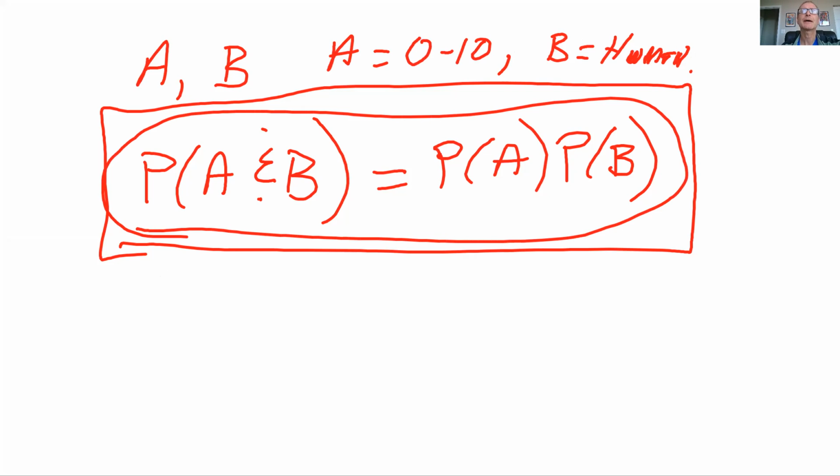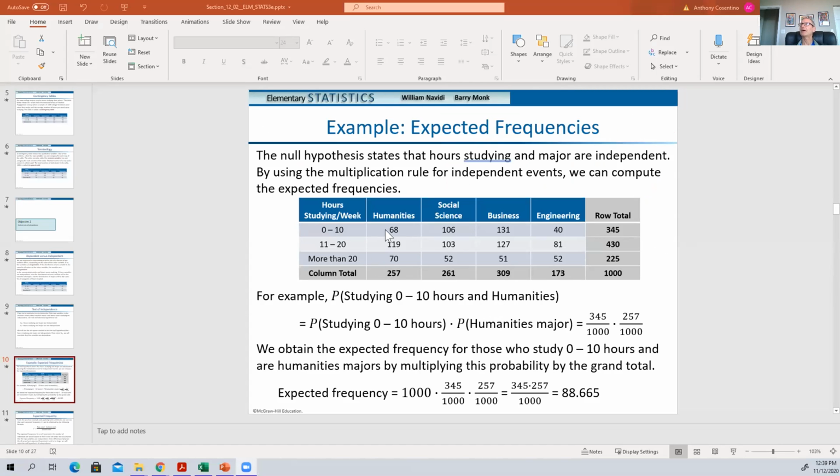And so if you go back to the data, you can see that with regards to 0 to 10 hours, there's a total of 345 students, right? So what's the probability that out of the 1,000, 345 of them studied 0 to 10 hours a week? 345 divided by 1,000. You see that right here? It's this calculation right here.